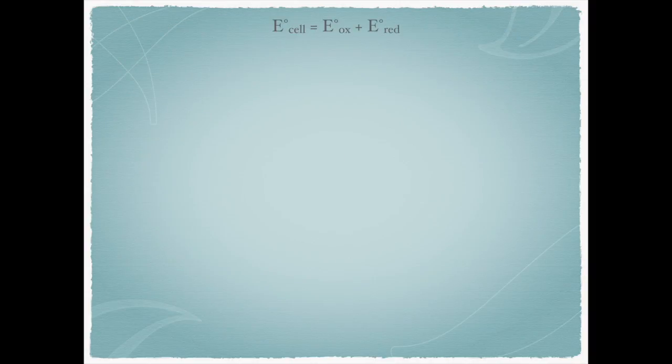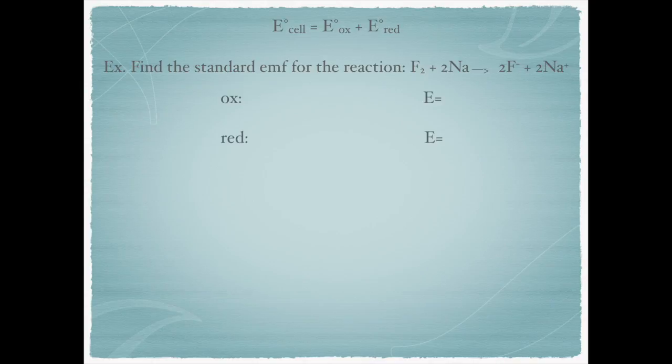To determine the cell potential for an overall reaction, which includes oxidation and reduction, all you do is take the cell potential for oxidation and add it to the cell potential for reduction. So let's determine the electromotive force for this reaction that's given to you. My first task is to determine what's being oxidized.